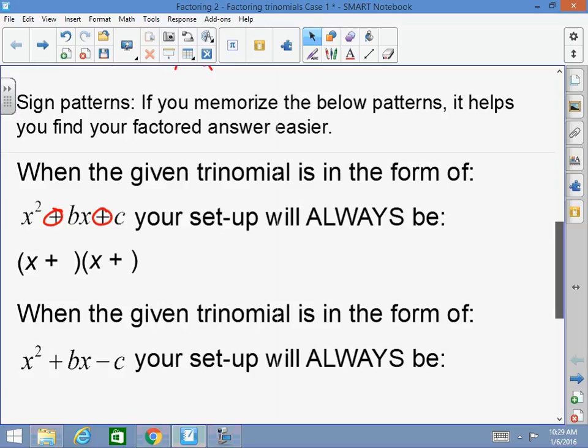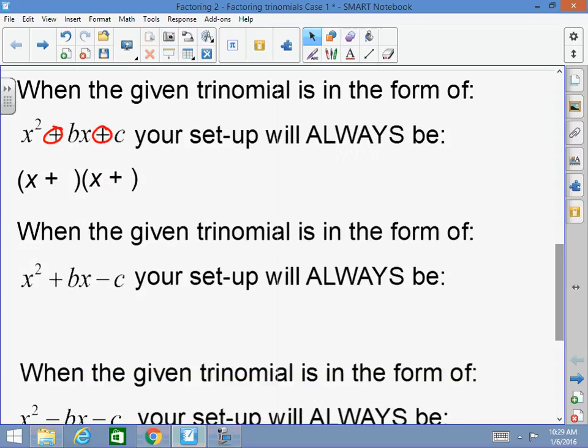When the given trinomial, though, gentlemen, is in the form of x² plus bx minus c, think about that. If you have a negative on the product but a positive on the sum, that means one of the numbers was positive and one was negative. For example, let's say the product was -2 but the sum was +1. Well, -1 times +2 is -2, but -1 plus 2 is +1, isn't it? So that's why you'd have a positive on the b but a negative on the c.